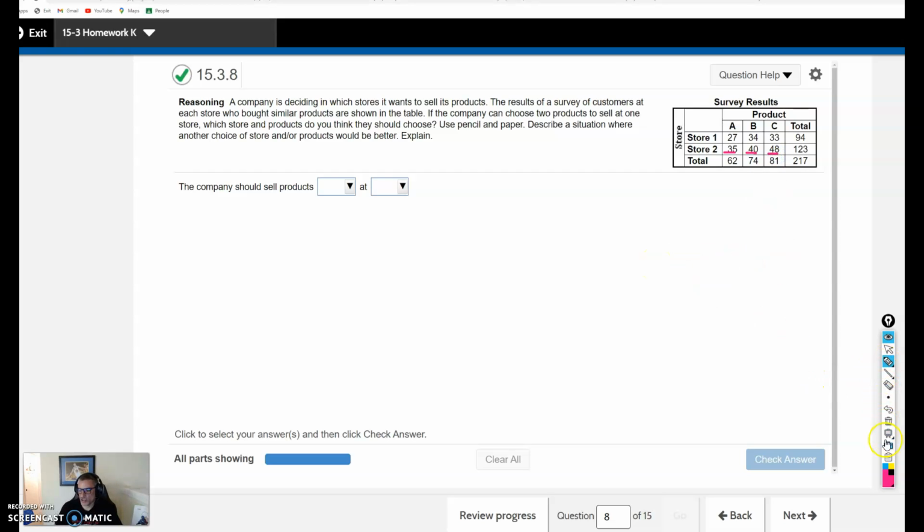Okay, so let's look at store number 1 and just see, okay, if we can only sell 2 things there for whatever reason, which 2 things should we sell? Well, here's store number 1, and we're just looking for, well, what did they sell the most of? Well, they sold the most of B, and then second place was C. So if we're selling 2 products at store number 1, we want to sell B and C, right? Product A didn't sell that much.